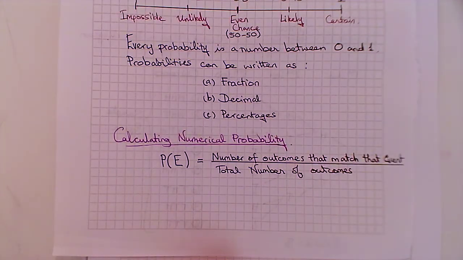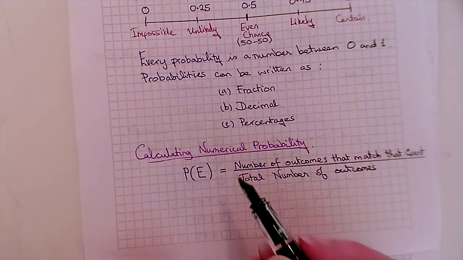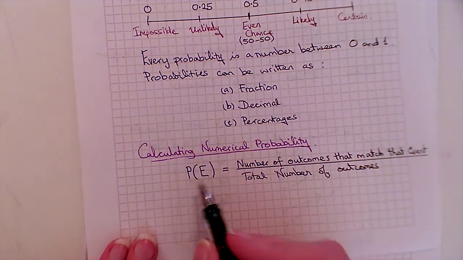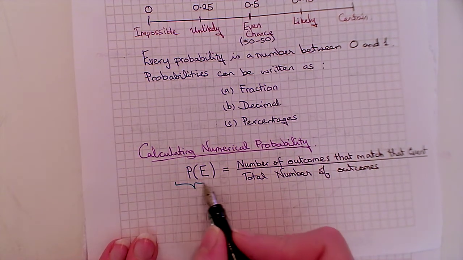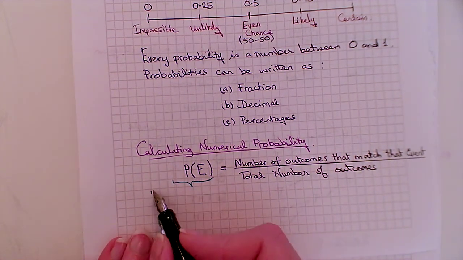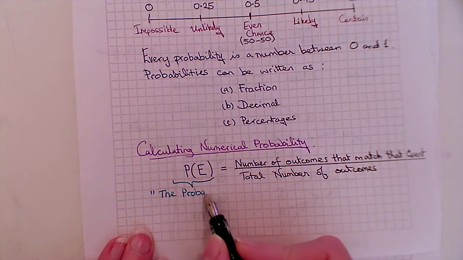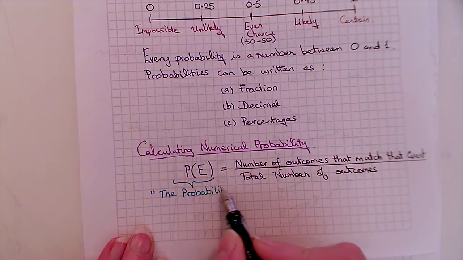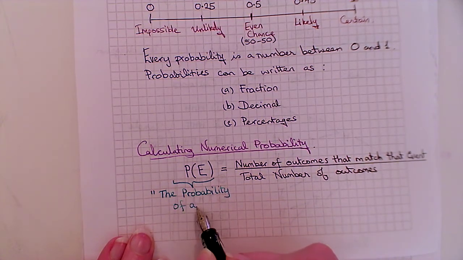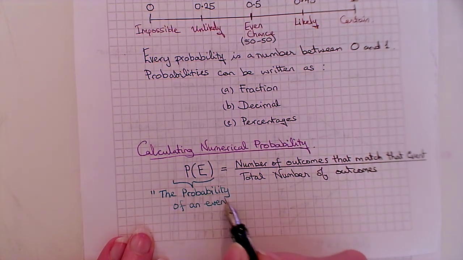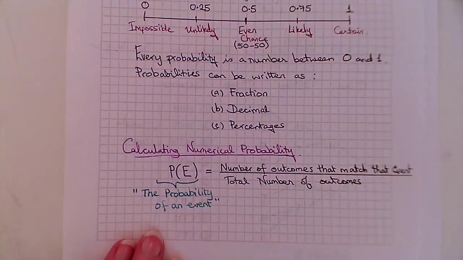Okay, let's just make a note on this notation here. So P bracket big E like this, P of E. This means the probability of an event. This will make a bit more sense when we do an example with it.